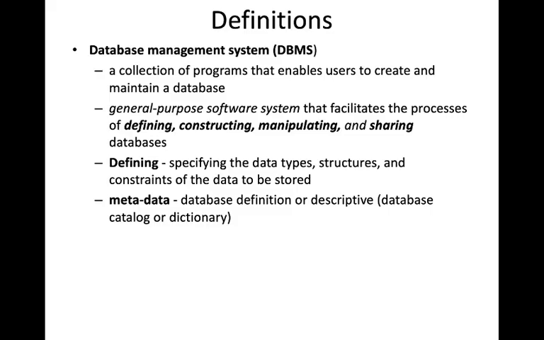Then another term we have used is metadata. I have shown that metadata is actually the database definition or description. We call it the database catalog or dictionary. So we store this descriptive information in the database. We will be storing information about this data: what we have defined, what type of data is being stored. All this information will also be stored. It is known as metadata, so it is data about data. We will see all these things later. Dictionary, catalog, all these will be studied later.